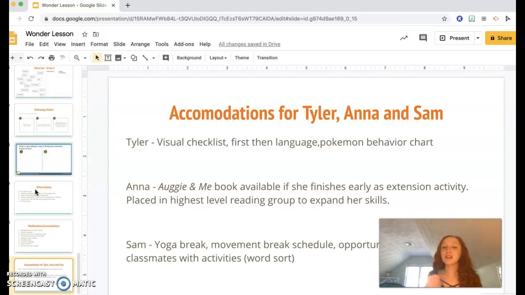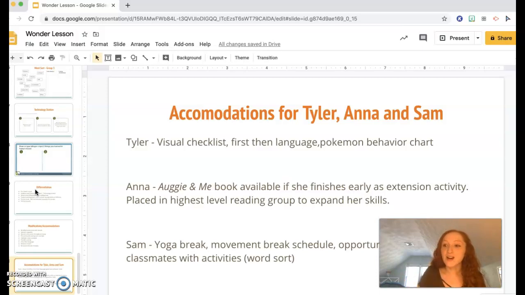Tyler would again have the visual checklist to check off as we move through the lesson. We'd use first-then language, and his Pokemon behavior chart would resurface, as with every other lesson I did with him. And he would receive stickers if he showed expected behaviors.